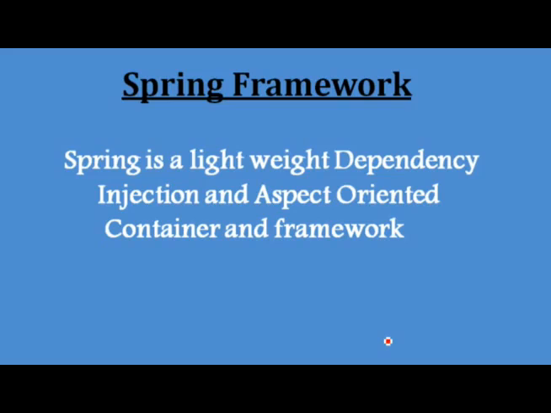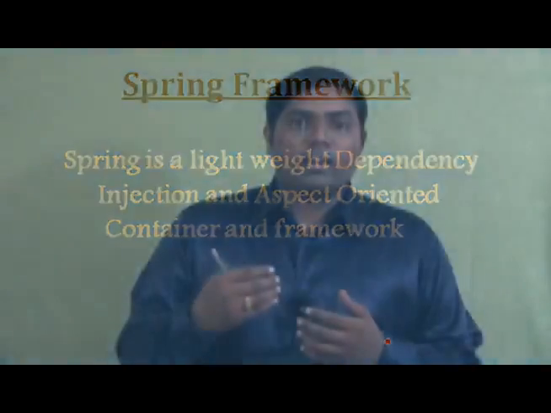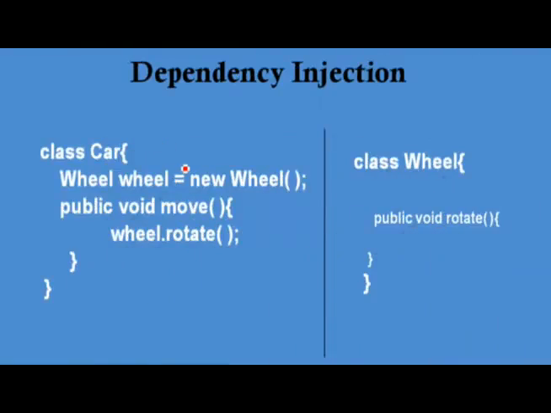They say Spring is a lightweight dependency injection and aspect oriented container and framework. So as a container, Spring takes the responsibility of creating the objects and managing the wiring between those objects, whereas as a framework it solves some of the problems in the complexity of using the JDBC API, JMS API, JCA and JMX, and it also contributes in terms of using some of the ORM frameworks like Hibernate, iBATIS. Let us see an example of how dependency injection can be implemented using the Spring framework.